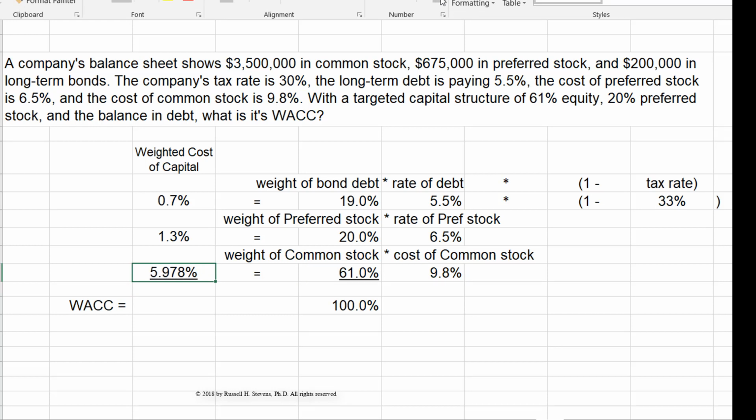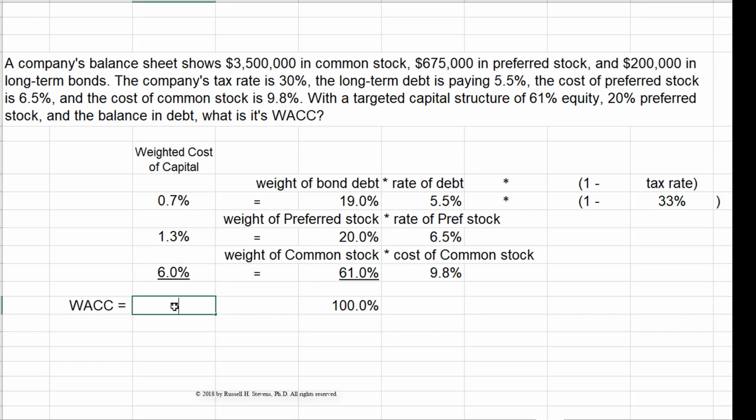Finish off by using the sum function to sum the 0.7, the 1.3, and the 6.0. The bottom line is a weighted average cost of capital, or WACC, of 7.98%. Depending on the usage or other factors, a weighted average cost of capital can be shown as a percentage with no decimal places, or to 1 decimal place or 2 decimal places.